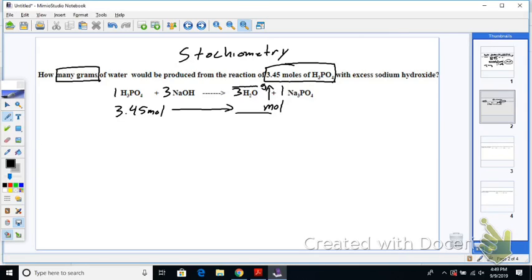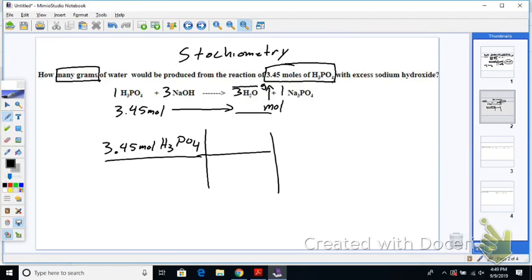Okay, so when I set up this problem, I'm going to do it in 2 steps. I'm going to go 3.45 moles of H3PO4. Next step, I'm going to put moles of H3PO4 so that they can cancel out. We always cancel out our units, called the factor label method. I don't put a number in there because I don't want to get caught putting ones in there that maybe shouldn't be. I just put the units in and what it symbolizes. So I want to go to moles of H2O.